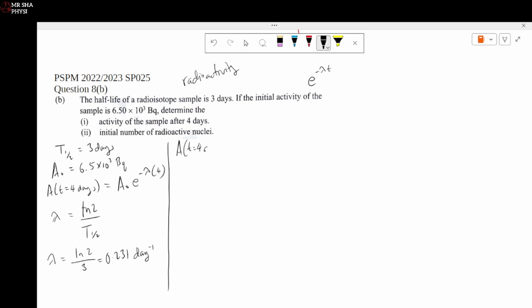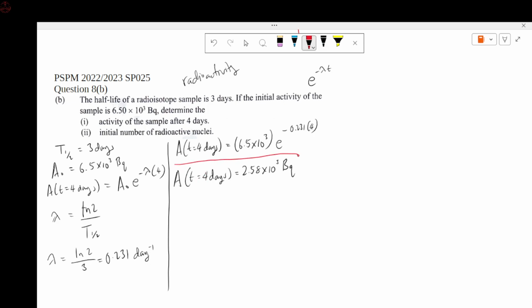With t equals 4 days, I'll have A naught to be 6.5 times 10 to the power of 3, times e to the power of negative 0.231 times 4. So the activity after 4 days is simply going to be 2.58 times 10 to the power of 3 becquerel. So that is the answer for B1.